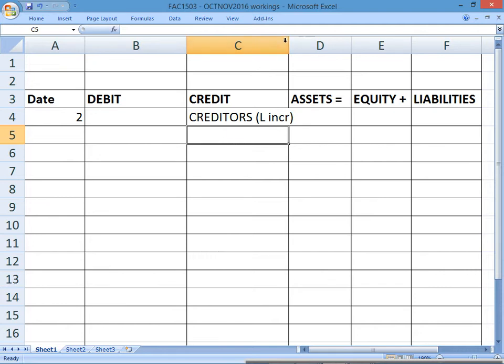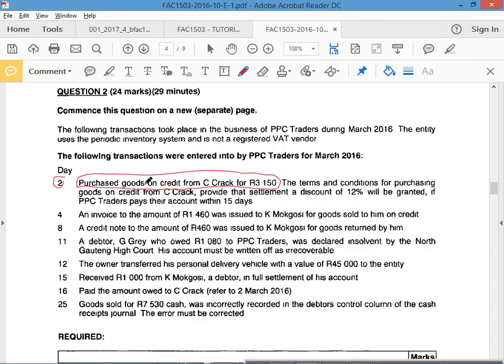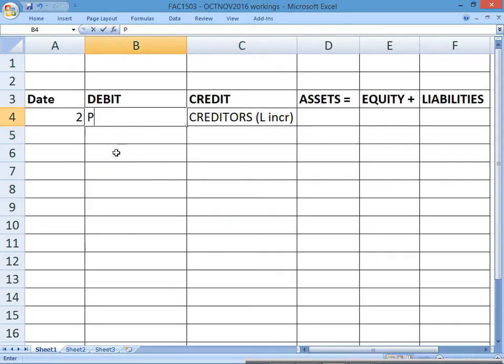What did I buy? I bought goods. Obviously later on we'll learn about periodic and perpetual. Some of you might know that if you've looked at later modules. I'm not expecting you to know that now, so don't worry about it. I will tell you what goods are for periodic. Goods for periodic are called purchases, and purchases is an expense that's increasing. You guys will know that later once we've covered the theory. Then you can go back and see, oh, okay, now I know why we did that.